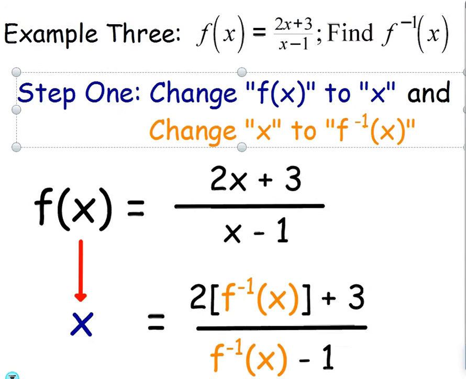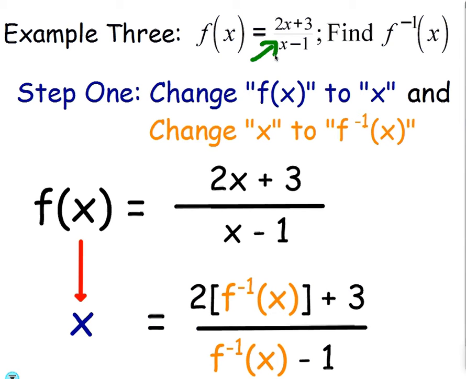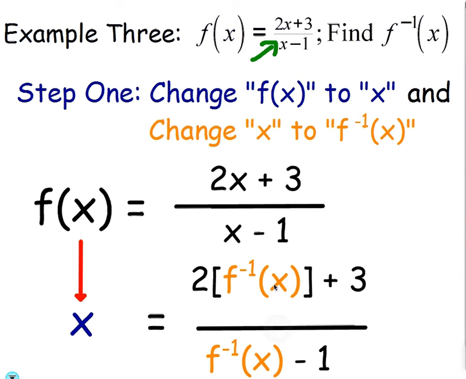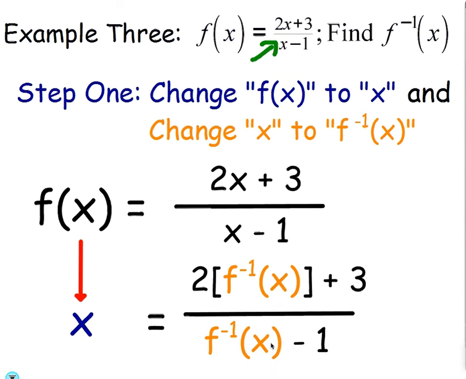When you have a fraction and both the top and bottom have, you could say a binomial, 2 terms, it's a lot more steps. But notice that the first step is exactly the same. We're switching x with y, more or less. Okay, so we get x equals 2 f inverse plus 3 over f inverse minus 1. The difference with this one, guys, is this one has 2 x's. So we're going to have 2 f inverses on one side.